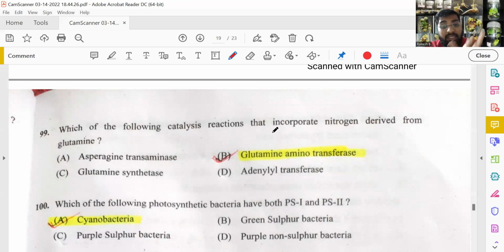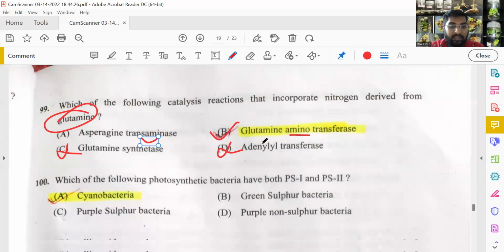So that nitrogen, it is involved in the nitrogen. So you have to have something related to nitrogen, transaminase, or it can be glutamine aminotransferase, because this also has amino nitrogen. This does not involve nitrogen. So these two I can eliminate. And one more thing they have asked, nitrogen derived from glutamine. So from the glutamine, the nitrogen has been derived. So it is, of course, glutamine aminotransferase. So that is the simple logic. If you apply it, you can easily answer this question.